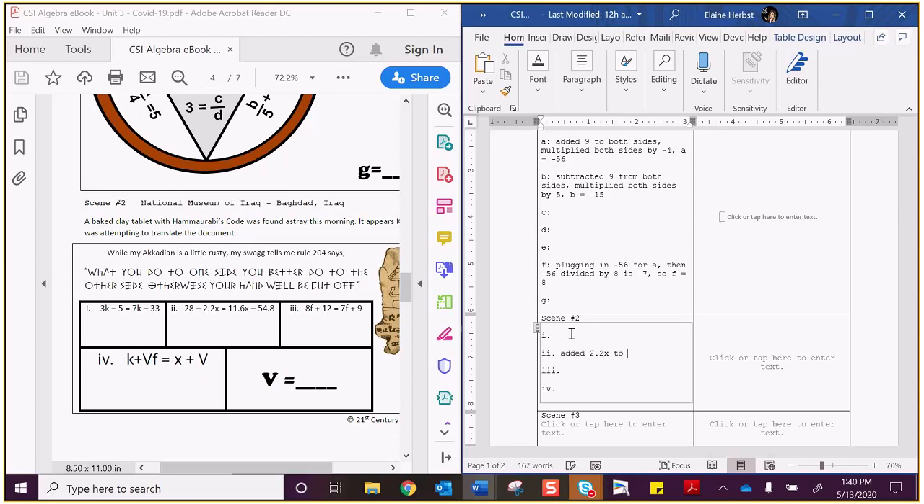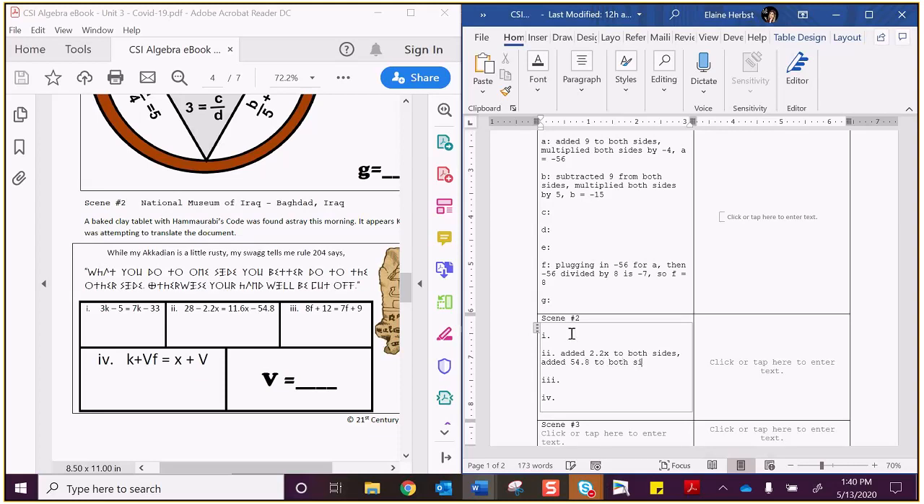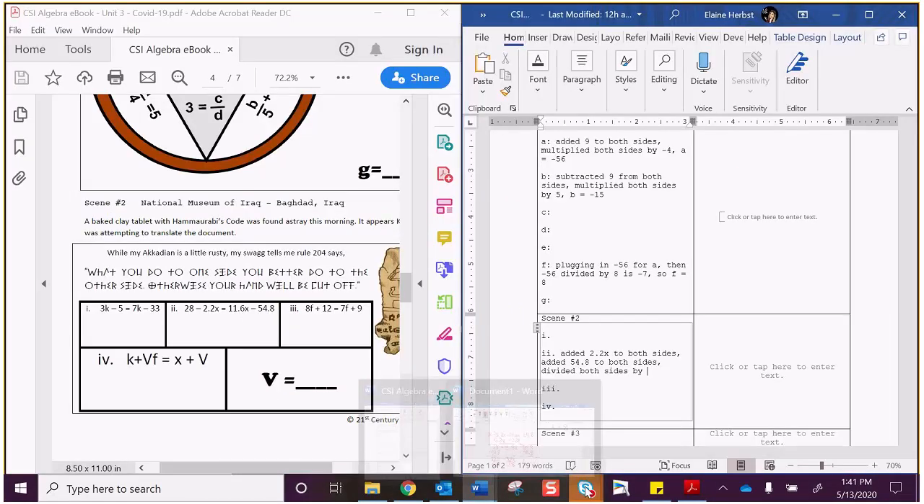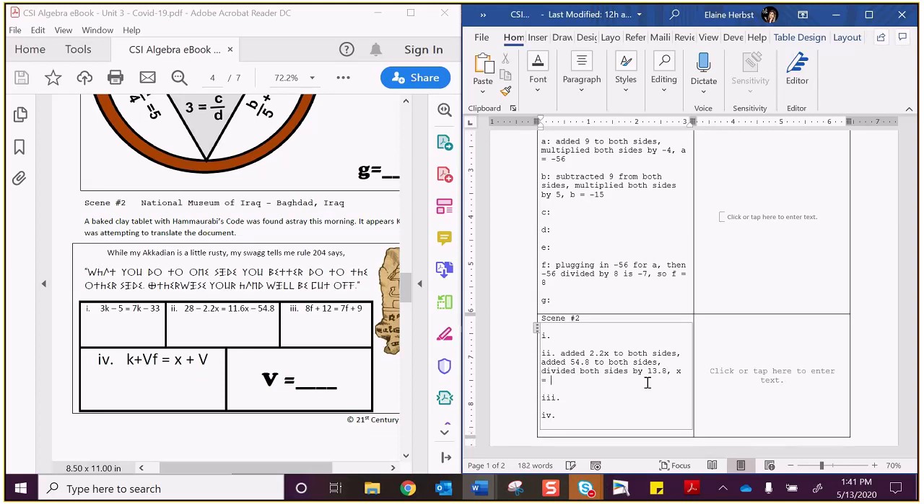Okay, so I just did number 2, which was, what did we do first? Added 2.2x to both sides, added 54.8 to both sides, and then divided both sides by, and I can't remember what that number was, 13.8? Yeah, 13.8. We got that x equals 6. So that first one's done. So when you go to solve number 4 down here, you'll put a 6 right there. So this is 4 equations that all need to be solved.